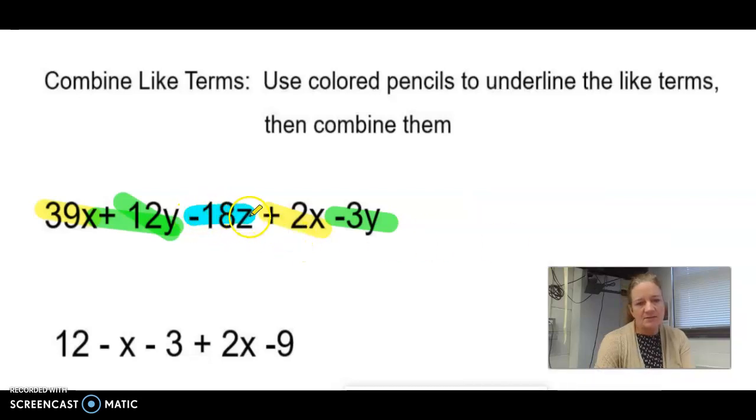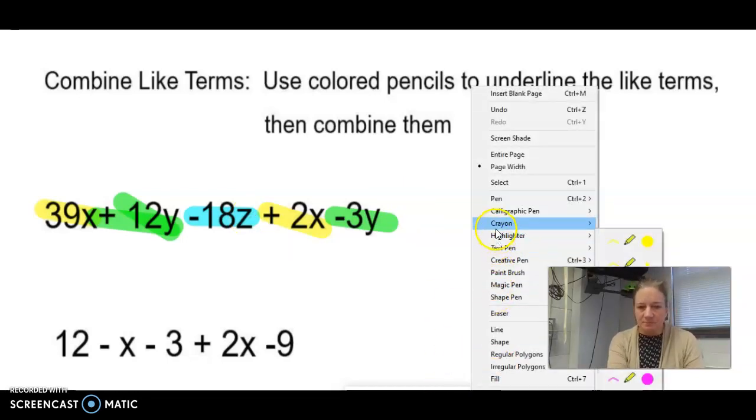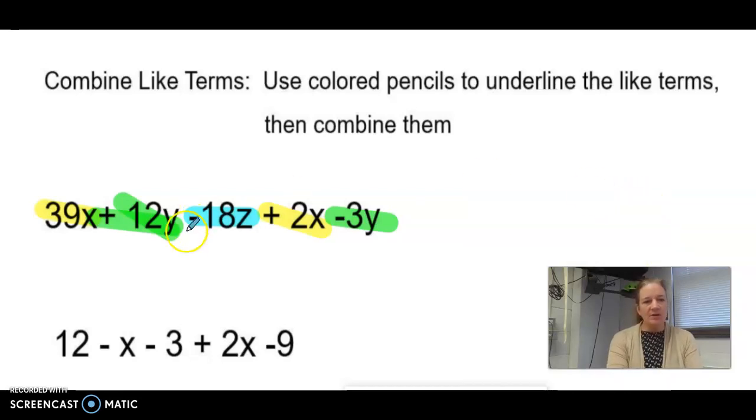And then I have this. Okay? So now what I can do is go back and combine my like terms. I'm going to combine anything that's highlighted in yellow. So I have 39x and I have 2x's. That's like saying I have 39 xylophones and 2 xylophones. So what's 39 plus 2? Oh, it's 41x, right?